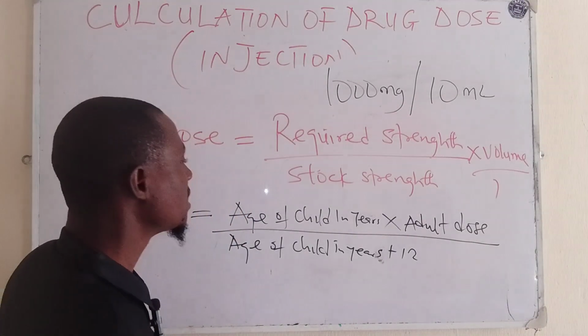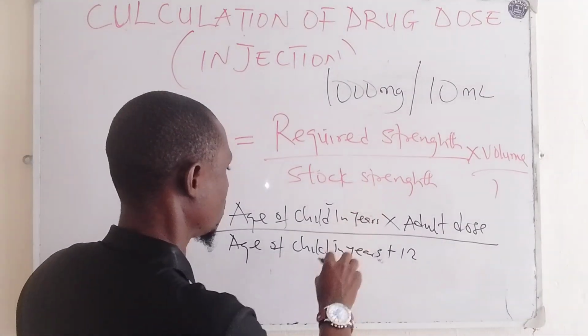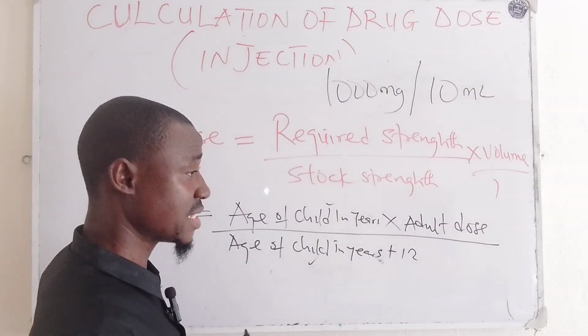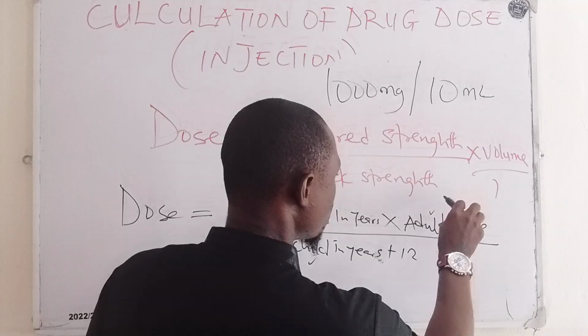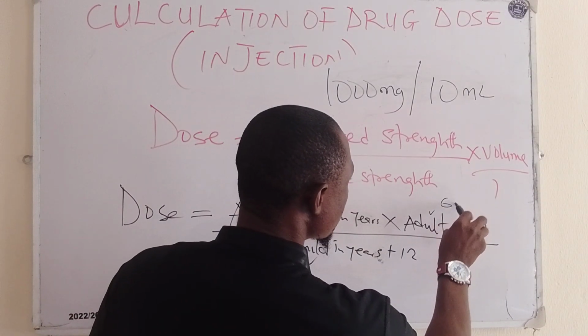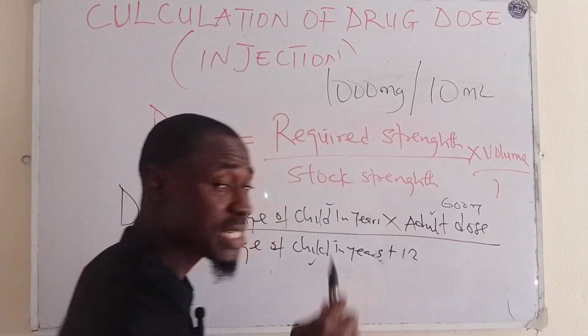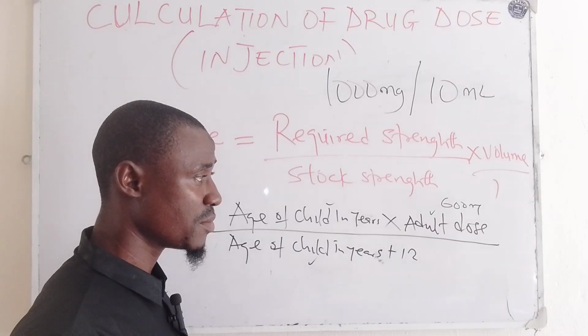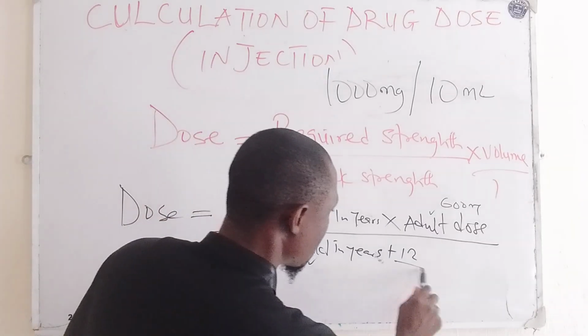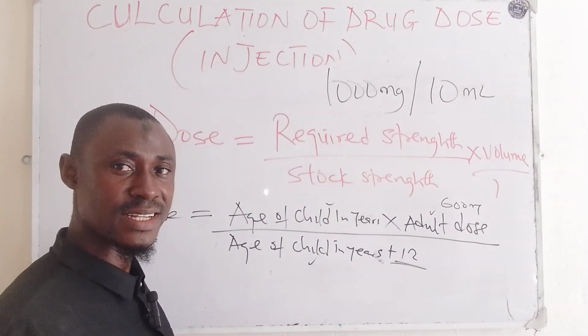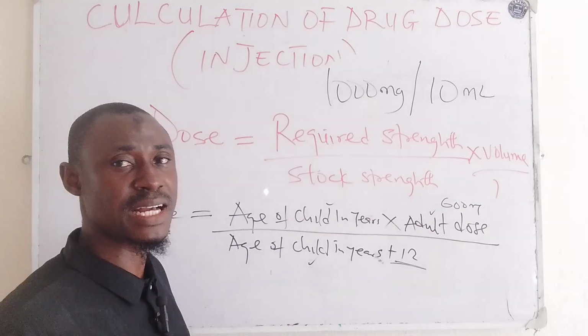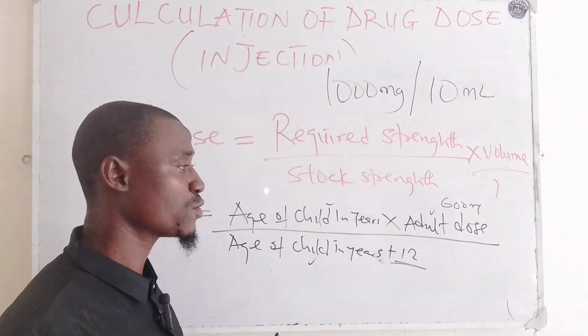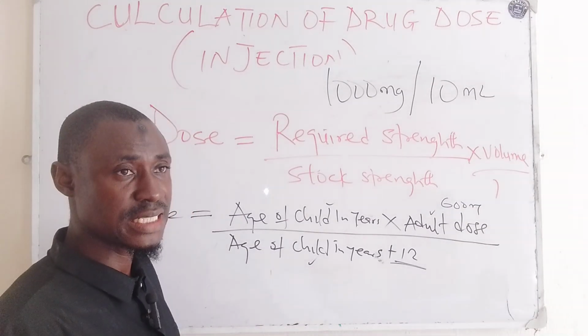We have the age of the child, which is 6 years. We also have the adult dose, which is 600 milligram for paracetamol injection. Then we also have 12 here. So that means we have all our parameters intact. So it's now left for us to quickly calculate the dose.